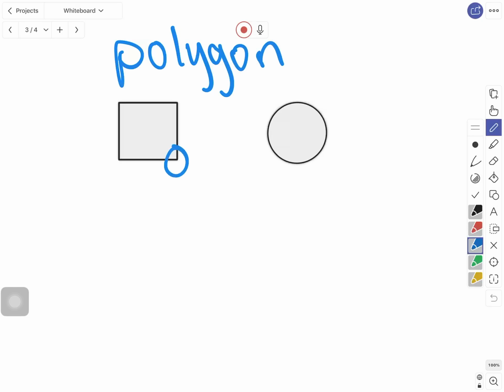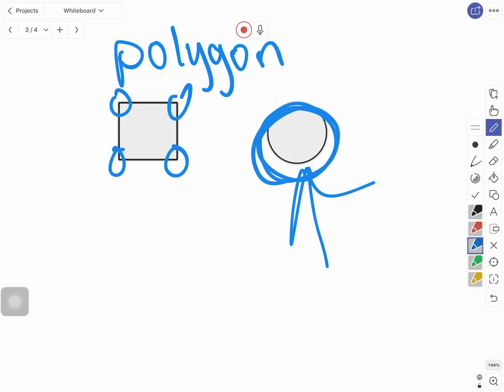I see an angle here. I see an angle here, here, here. Do you see any angles here? Nope, it's just one, and it goes all the way around. So is a circle a polygon? Absolutely not. A polygon is a closed shape.